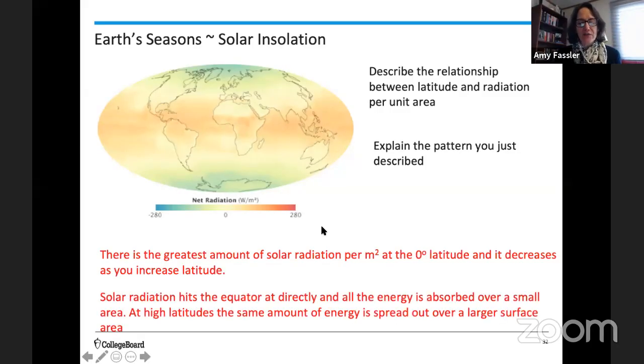Explaining that process is solar insolation. The amount of solar radiation that hits the equator directly, all that energy is absorbed over a small area. And at high latitudes, that same amount of energy is spread out over a larger unit area. That's why it's important that we look at our unit, the amount of energy per unit area.